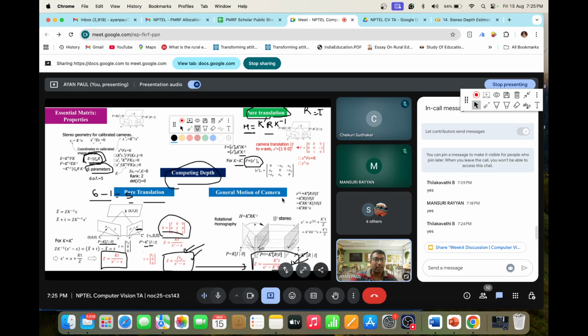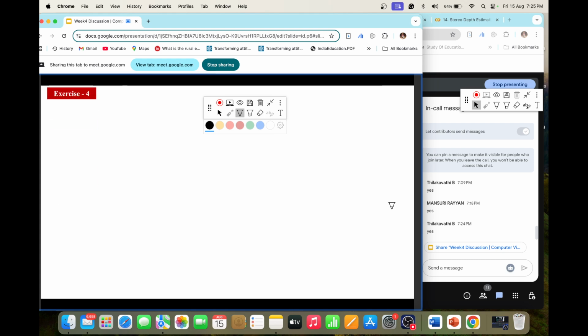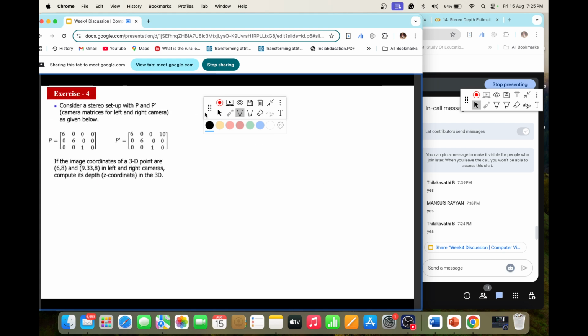At least you can understand the formula. If you can understand and remember the formula, you can solve all the questions. So by this we will be starting our question answer session. Okay, so the exercise is also there, so let's solve this first.